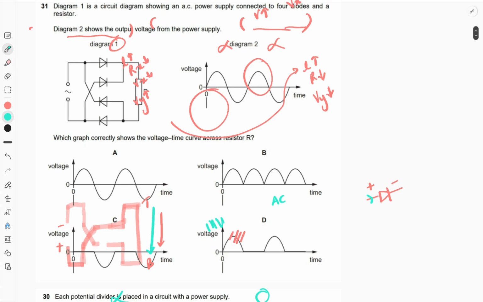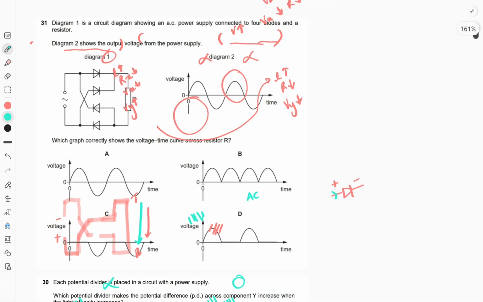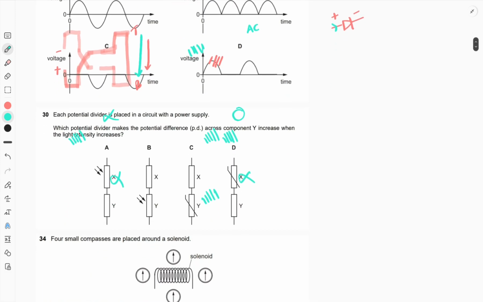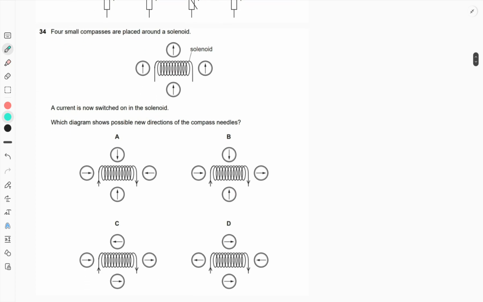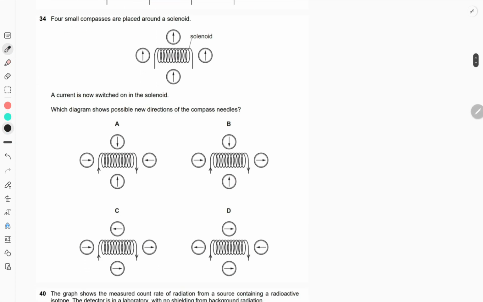Okay, I request you all to please go back to the start of the explanation and understand how this rectification works. Okay, then I move on to question number 34.